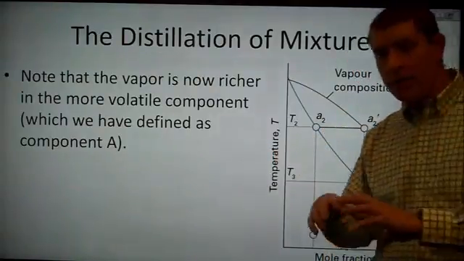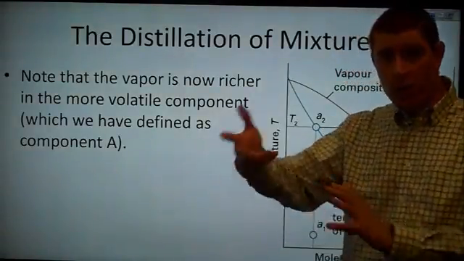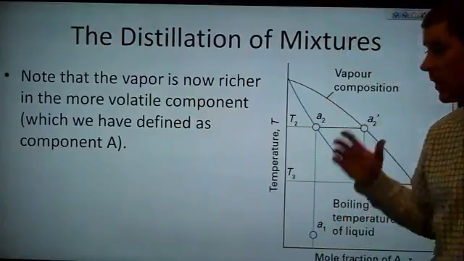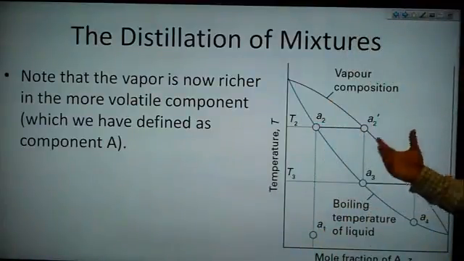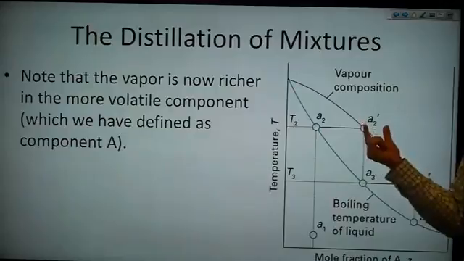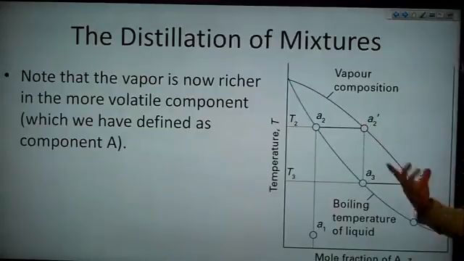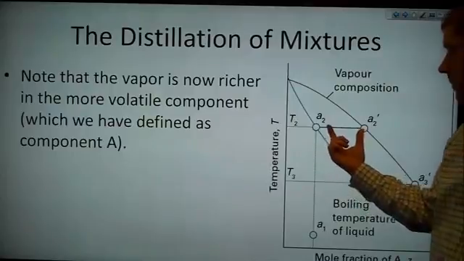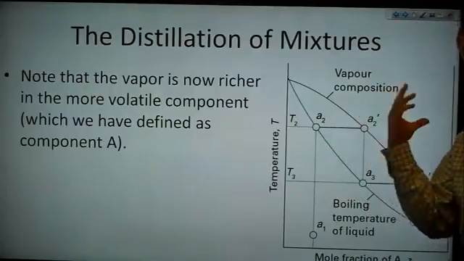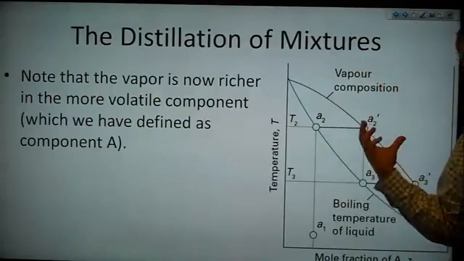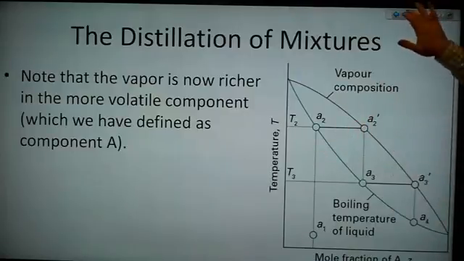If A somehow becomes less volatile, then we're going to switch our labels of A and B. So A will always be our more volatile component. Our vapor is more enriched in A. We're moving to the right on the composition axis. That means our vapor is preferentially enriched in the more volatile component compared to the liquid phase.